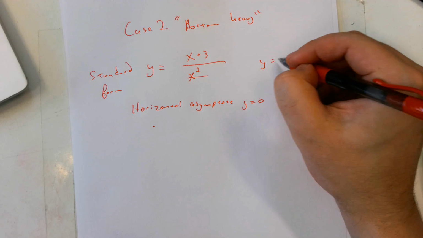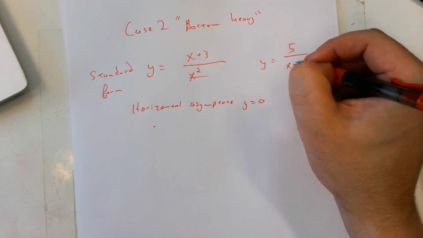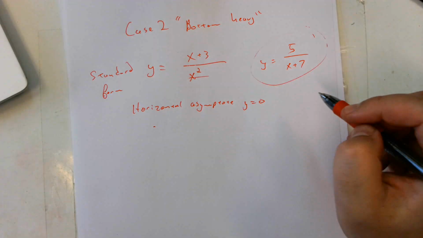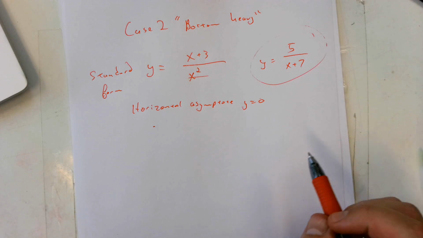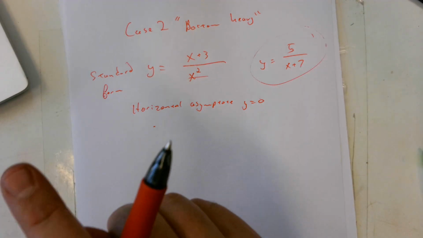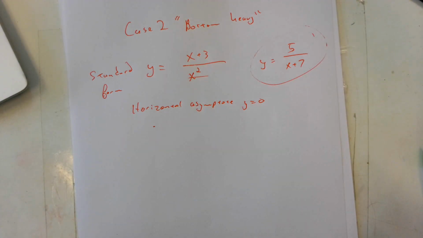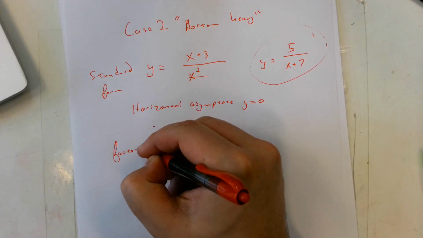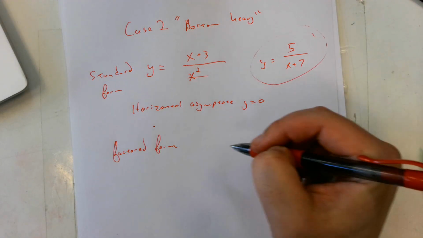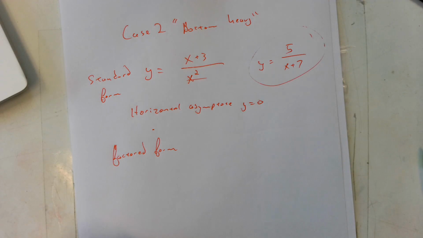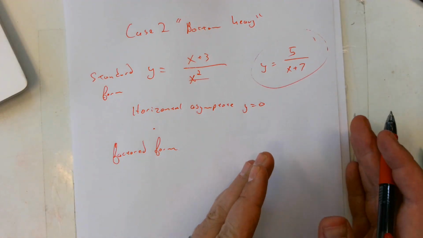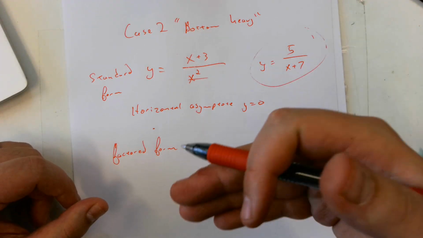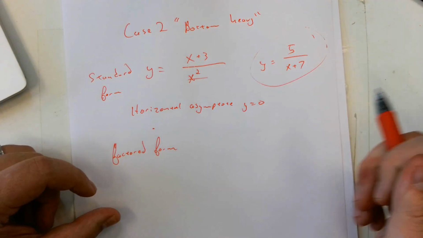This could also be as simple as 5 over x plus 7. This is also bottom heavy. Also has a horizontal asymptote of 0. Let me think. Factored form. And keep in mind, I'm looking at the whole polynomial, so I'm not looking at individual factors like I am when it comes to vertical asymptotes or holes.